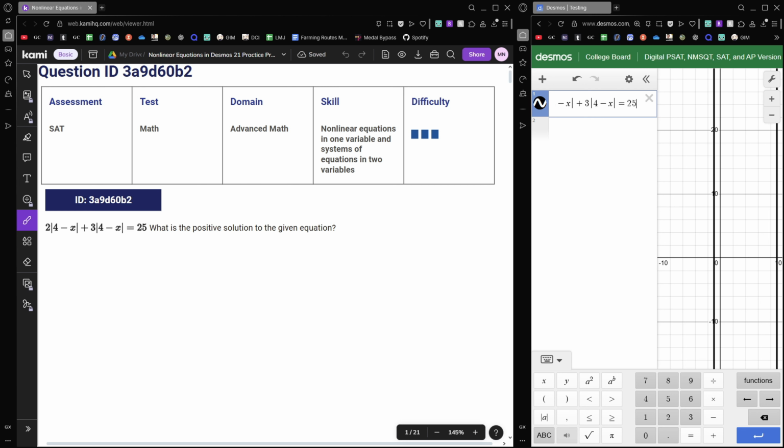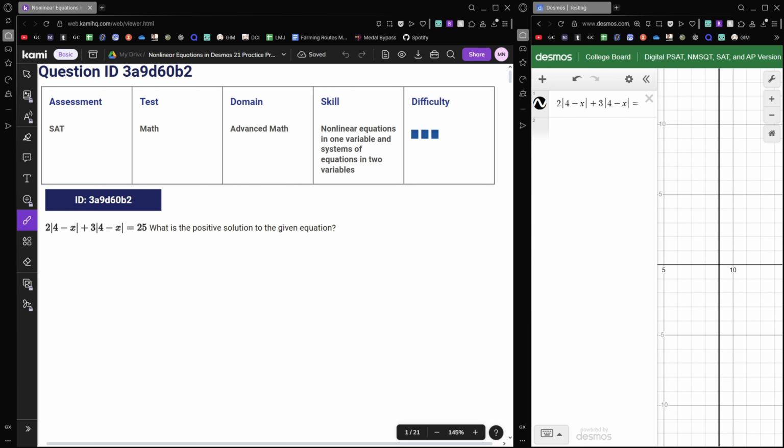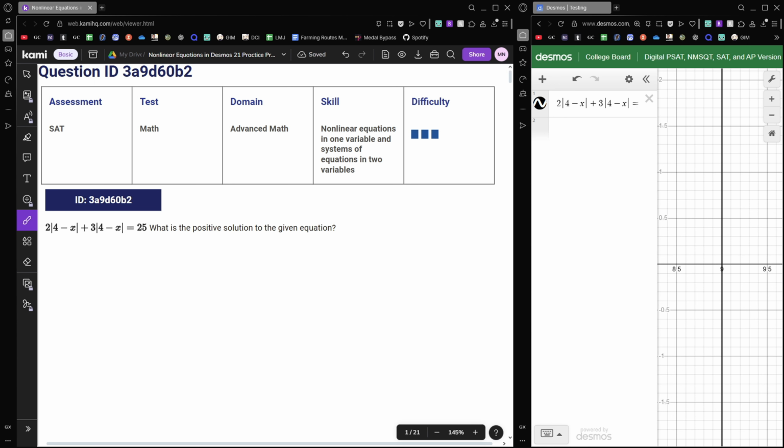Now they ask us for the positive solution, and it's going to be this one right here, and if we zoom in, it's going to be at 9. So our answer will be 9.